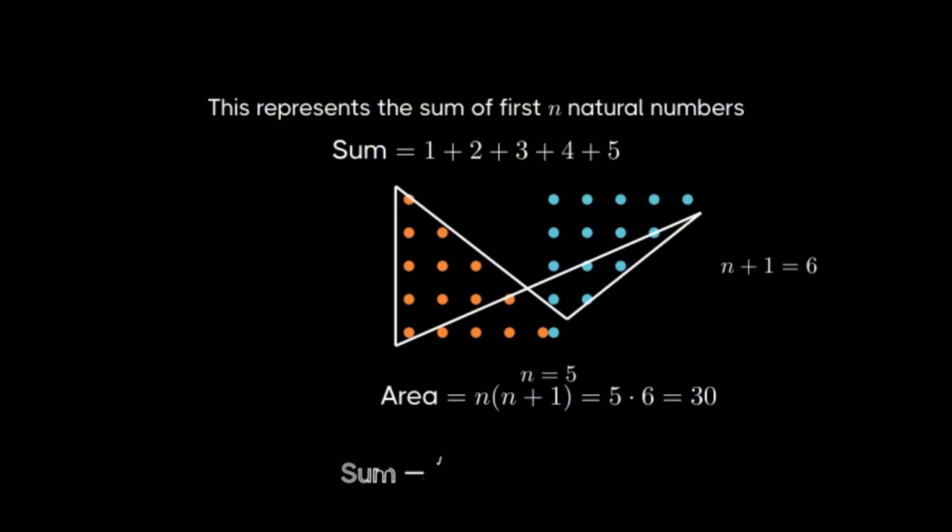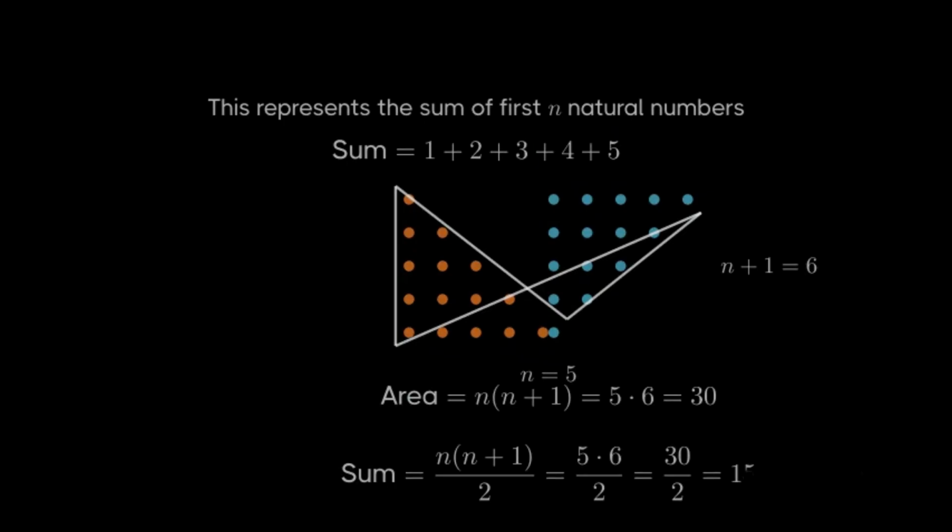But remember, we created two identical triangles. The original sum we're looking for is represented by just the orange triangle, which is exactly half of the rectangle. So we divide the total area by 2. This gives us our final formula. The sum of the first n natural numbers equals n times (n plus 1) divided by 2. For our example with n equals 5, that's 5 times 6 divided by 2, which equals 15.